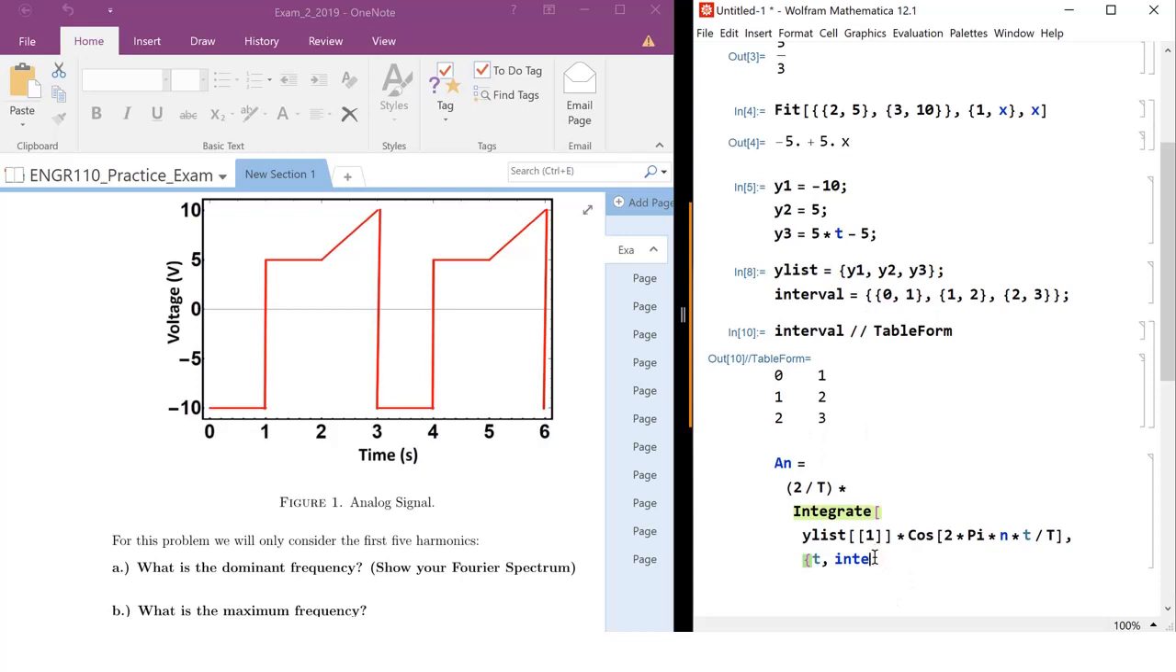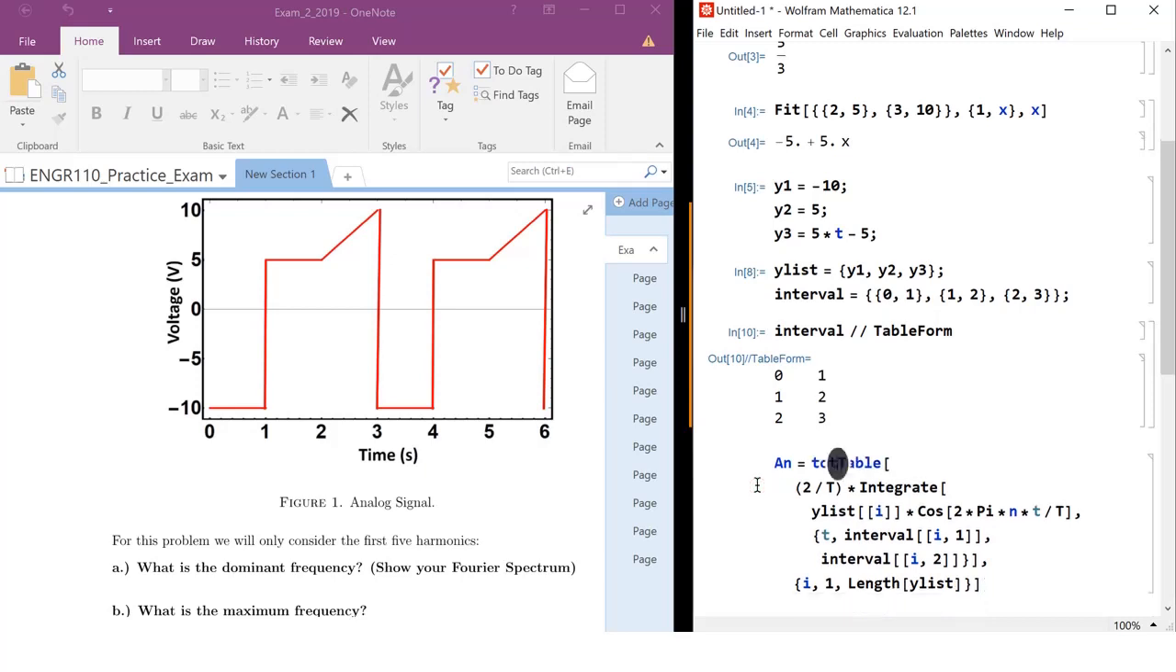I want to integrate this from the interval, grabbing the first row and the first column to start off with, and then the first row, second column. So I'm going to integrate from 0 to 1 for this first y sub 1. That's it. I need to repeat this for each function, so I need to do a table, iterating i from 1 to 3, the length of my y list.